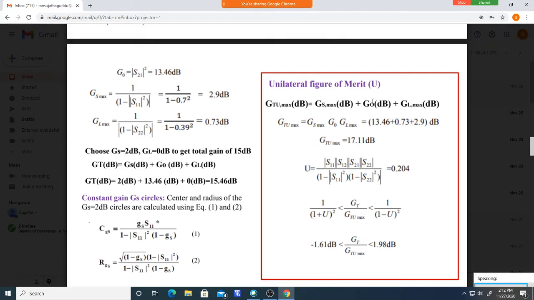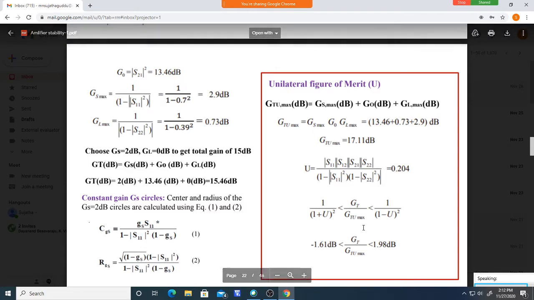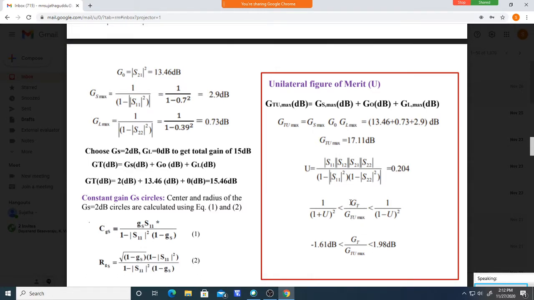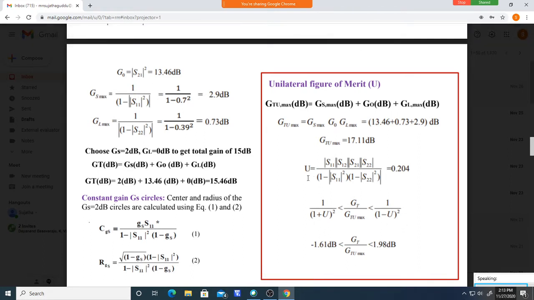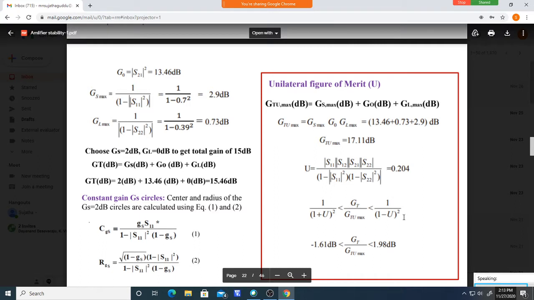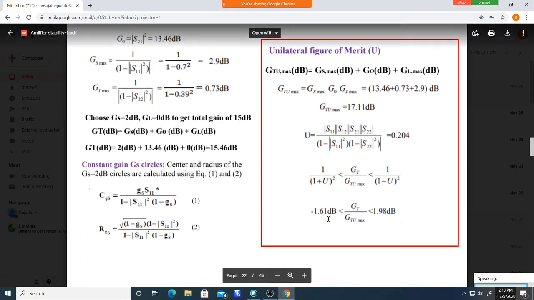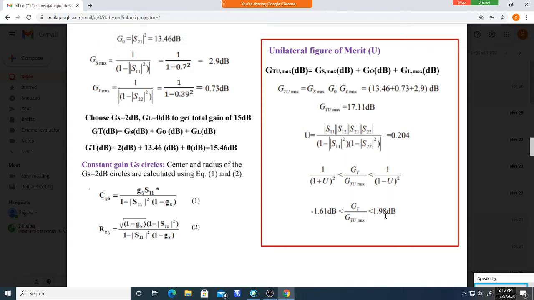For this particular problem, GTU maximum you have to calculate. That is, you take GS maximum, GL maximum, and G naught and calculate. And GT is 15 dB, which is given in the problem. So GT is 50, this is 17.11. You do that. It must be within this limit. Using the unilateral figure of merit you can calculate this. In terms of decibels, this is 1.98 dB, and this is minus 1.61 dB here.